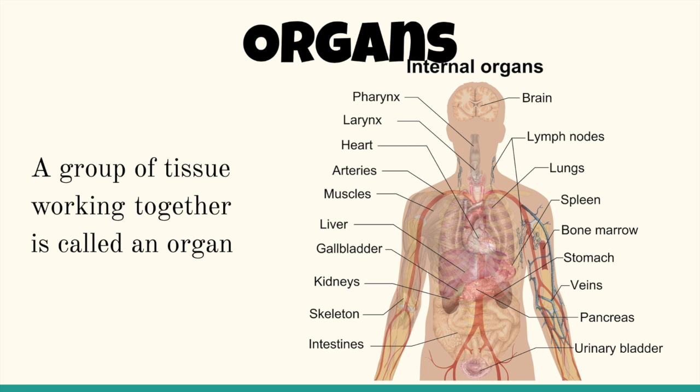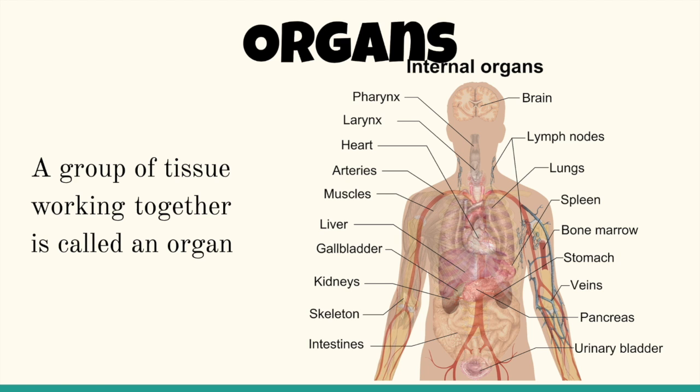Then we have our organs. Organs are a group of tissue that work together. You have a lot of organs in your body. These are just examples of your internal organs. Some of them you probably know, things like kidneys, your heart, your brain, your lungs, and then some other ones that you may not know of, like your pancreas, your gallbladder.